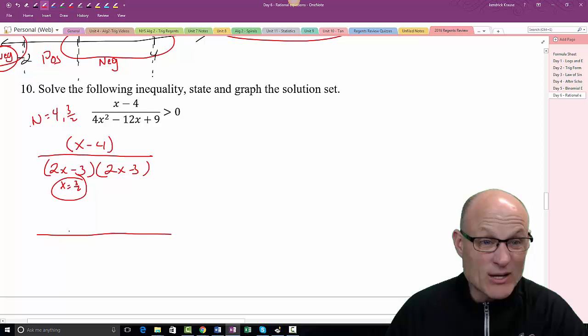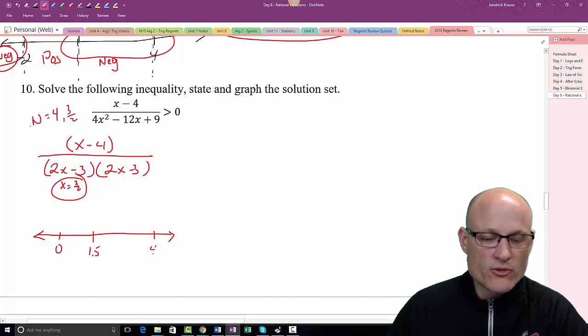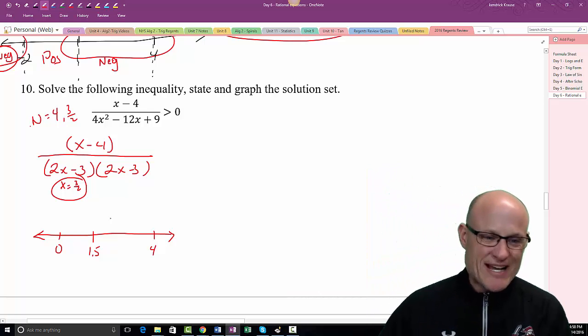It's just a little over 1. It's like 1.5. So 0, 1.5, and 4. Because 3 halves is really 1.5. All right, so we've got 2 testing locations because both of these are the same. These are both 3 halves. So I got 2 testing locations.